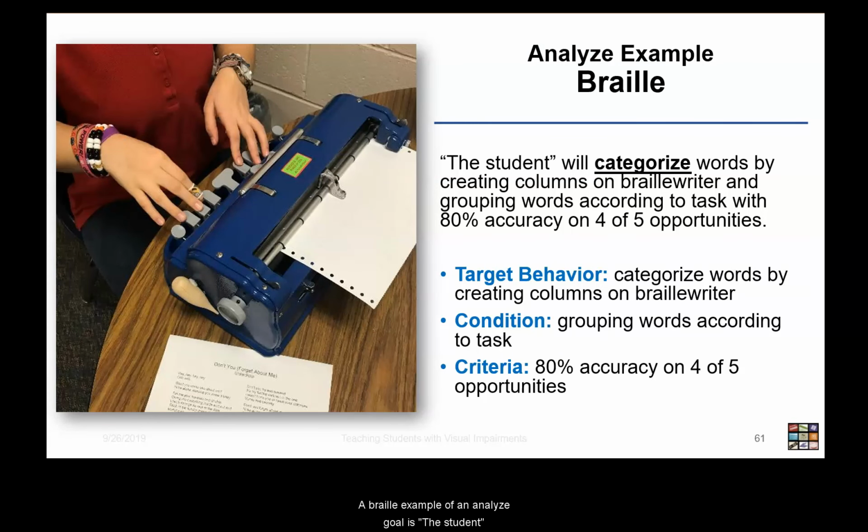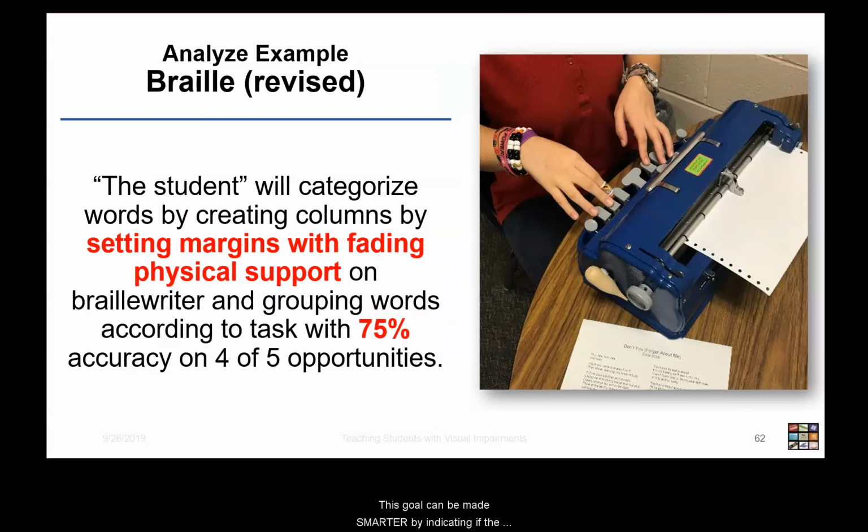A Braille example of an analyze goal is the student will categorize words by creating columns on Braille Writer and grouping words according to task with 80% accuracy on 4 of 5 opportunities. In this goal, the target behavior is categorize words by creating columns on Braille Writer. The condition is grouping words according to task, and the criteria, 80% accuracy on 4 of 5 opportunities.